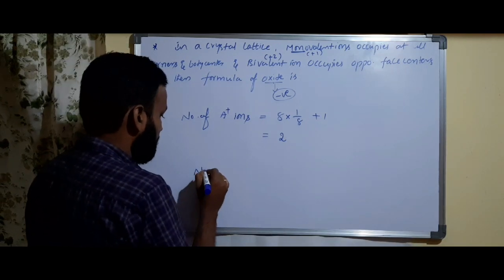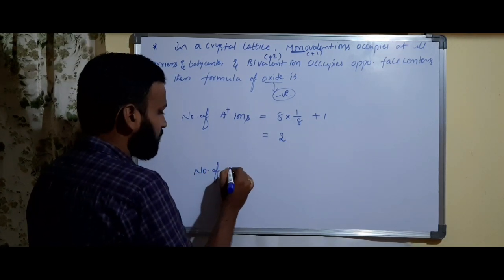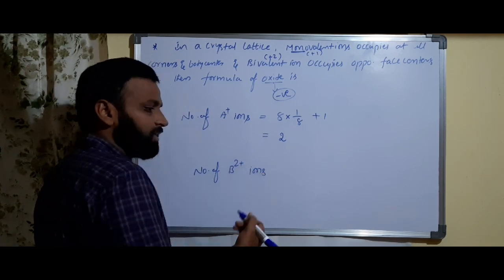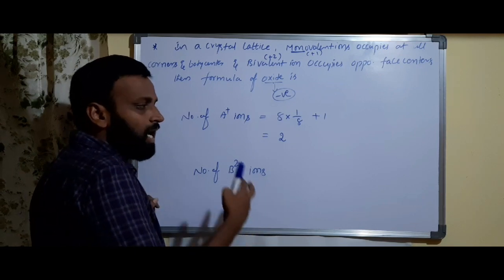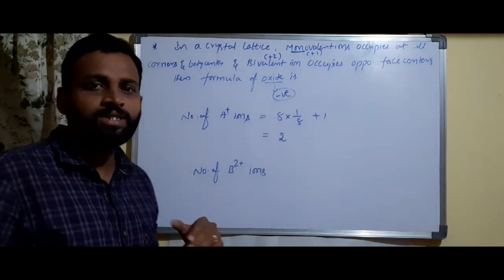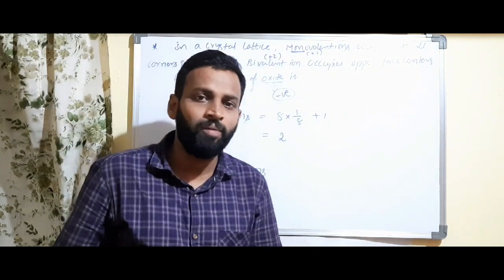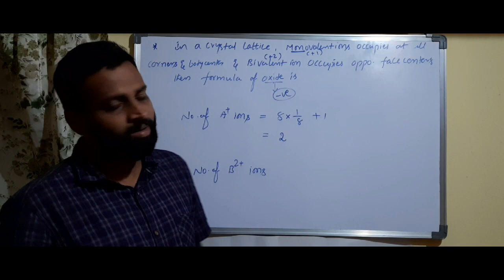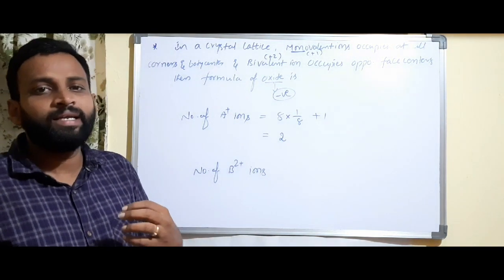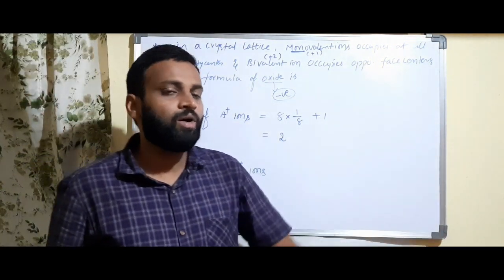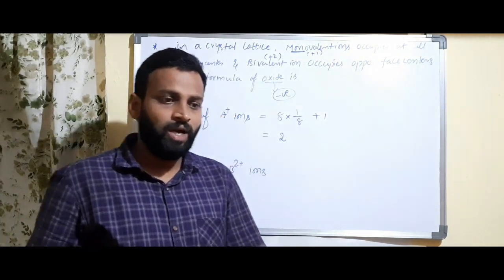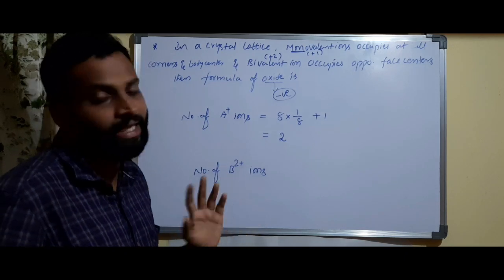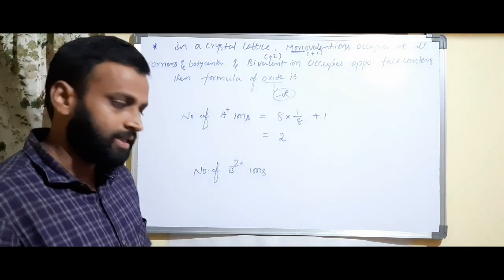Next, the number of B2+ ions. I am considering B2+ ions. If options are given in the form of A and B, I have to consider A, B. If options are given in X and Y form, then I have to consider X, Y like that. Whatever is not mentioned, I am just considering based on those options. So I will check the options and take A, B or X, Y or C, D like that.